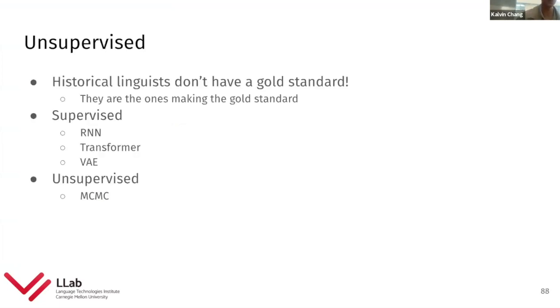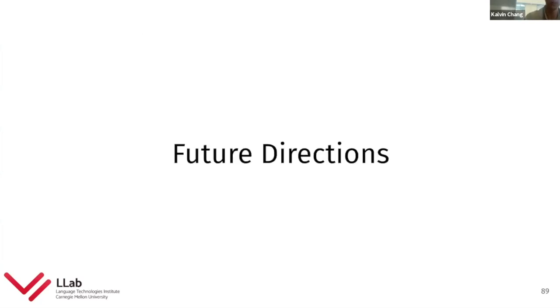Right. Now, finally, we want to note that historical linguists don't have a gold standard when they're making a reconstruction because they're the ones making the gold standard. So moving forward, we've talked about a few supervised methods, like supervised reconstruction with an RNN, with a transformer, and with a VAE, but that's not necessarily realistic of the conditions a linguist has when they're doing reconstruction. So moving forward, we want to use unsupervised methods like MCMC to get a more accurate reconstruction.